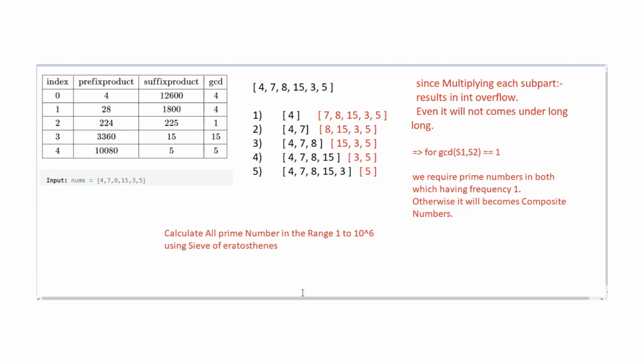I will suggest you implement this problem on your own. I will not show you the code, because this problem is not very difficult to understand. The problem simply says that we need to divide the array into two subparts, and calculate the GCD of the products of both subparts, and if that GCD is equal to 1, that is the valid partition index, so we will return that index.